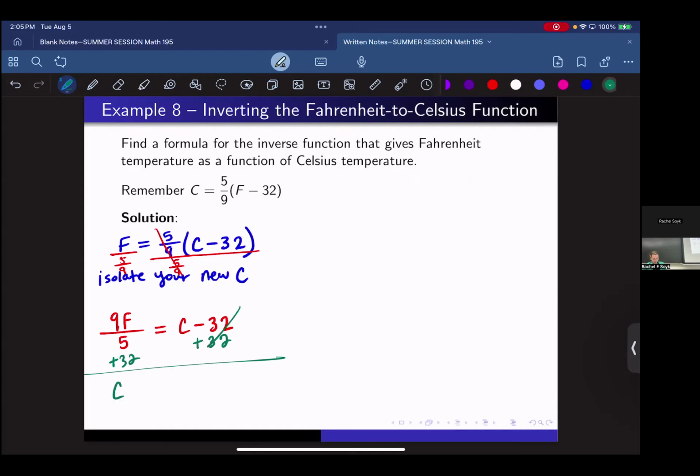So you get your new C to be 9/5 F plus 32. But you don't want to forget to put it into the proper inverse function notation. So it's going to be C inverse is 9/5 F plus 32. And we're done.